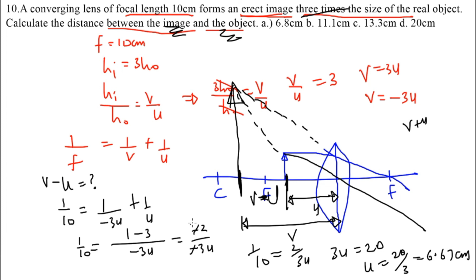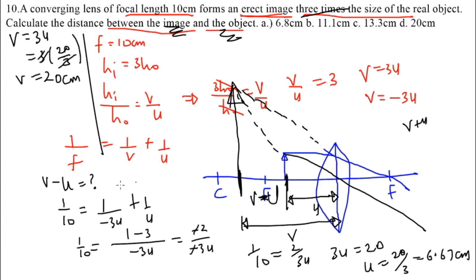Okay, and of course we can find v now. v is 3u, so that's 3 into u, which is 6.67, or 20 over 3. I'll prefer that, that's 20 upon 3. So 3 can cancel out with 3, so that v is equal to 20 centimeters. So we can make use of this: v minus u, that is 20 minus 6.67, which is equal to 13.33 centimeters. So this is the distance between the image and the object.